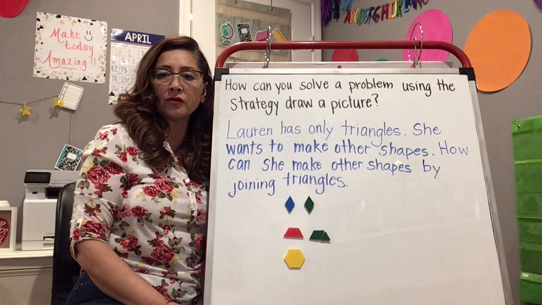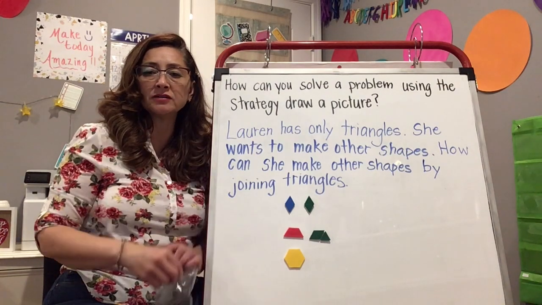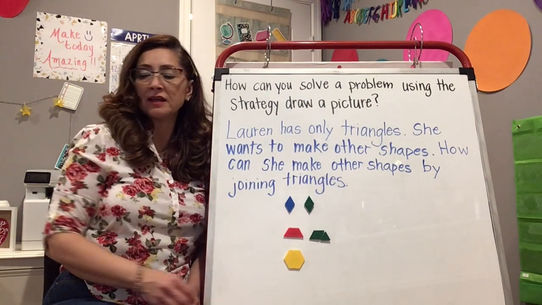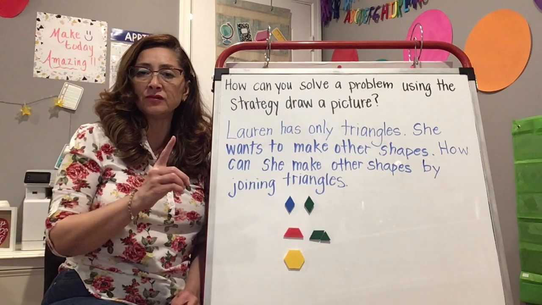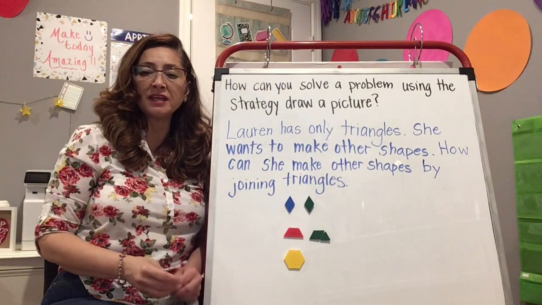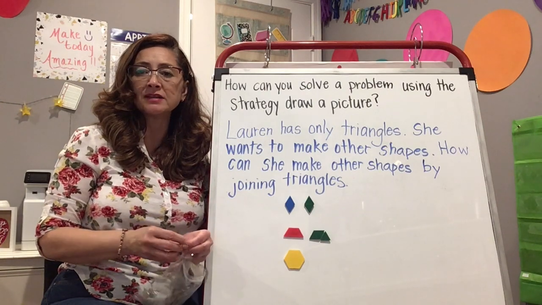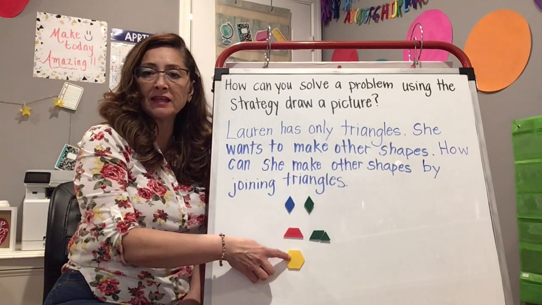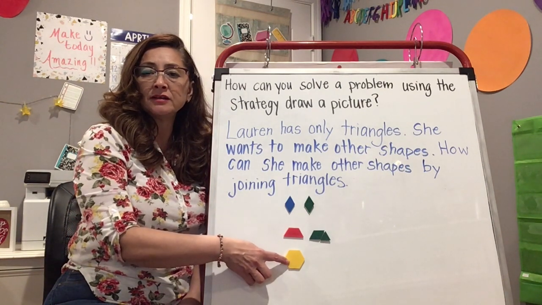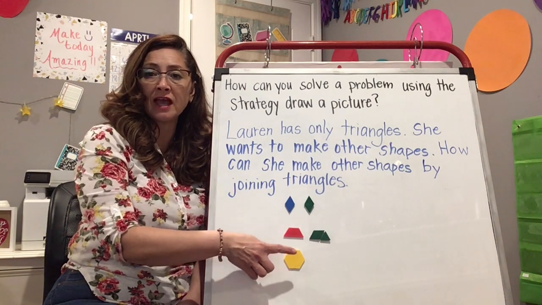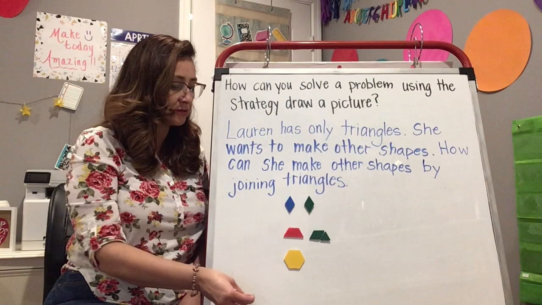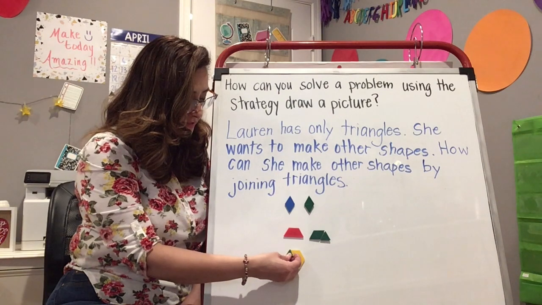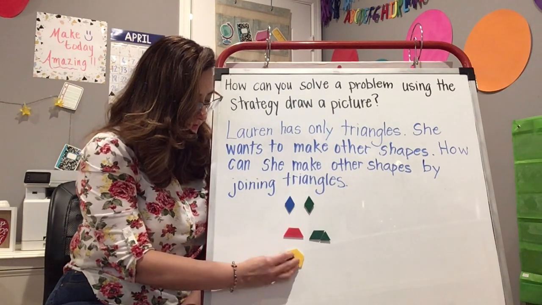Do you think Lauren can use these triangles to make the shape of this hexagon? Yes. She can take, again, remember our strategy. She can take these triangles and place them right on top to fill in the hexagon to see if she can build this shape. So let's take a look again at what she can do. Place vertices right on vertices, okay?